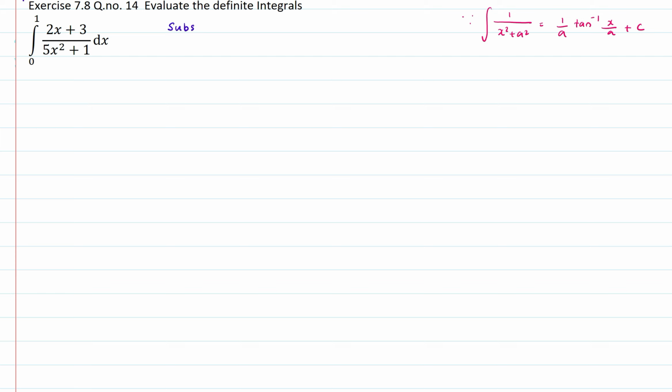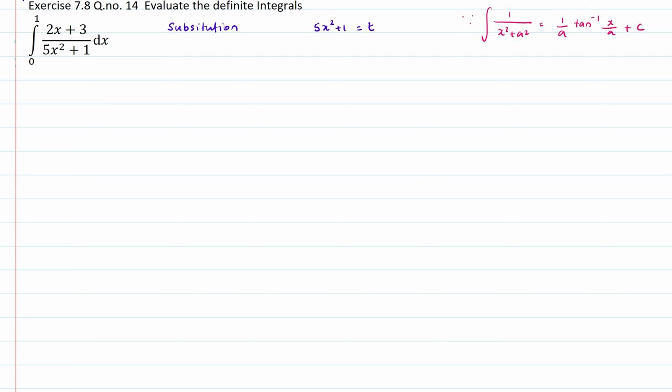We will use the substitution method. In this method, either the numerator or the denominator, we will substitute as some other variable t. So in this case, we will use the denominator: 5x square plus 1 is equal to t. Some of you might ask why we are using the denominator as t, why not the numerator? Because after you do the substitution, you are going to do the differentiation. When you do differentiation of 5x square, you will get 10x dx, which will be close to the numerator value. So basically, a higher power value we normally put in a substitution so that we get the lower power value after differentiation.